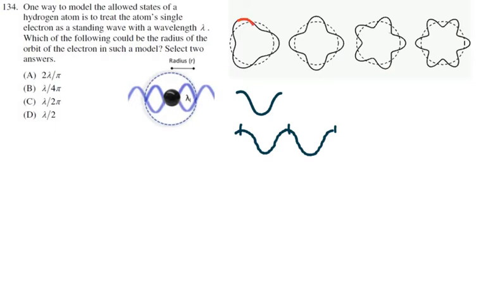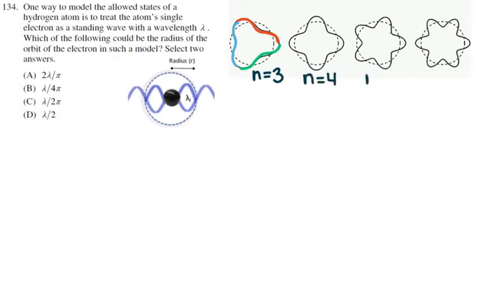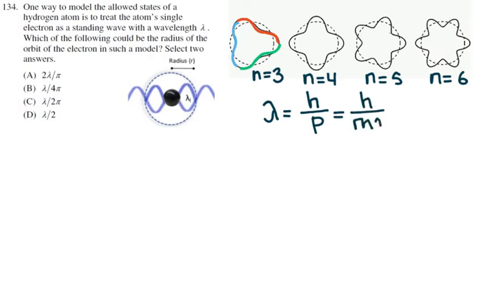So I can do the same for the spin of the electron inside of the atom. I can say this is one wavelength, this is another wavelength, and this one is the third wavelength. So in this case, I'm going to have n equals 3 wavelengths. For the next one, I would have n equal to 4 wavelengths, then n equal to 5 wavelengths, and n equal to 6 wavelengths. And from de Broglie's wavelength formula, we know that the wavelength is equal to Planck's constant divided by the momentum, or Planck's constant over the mass times velocity of the electron.